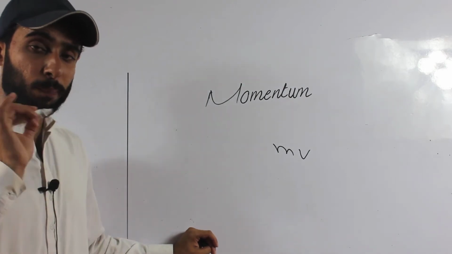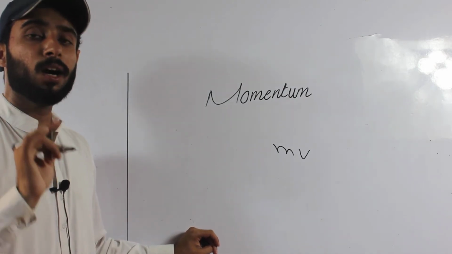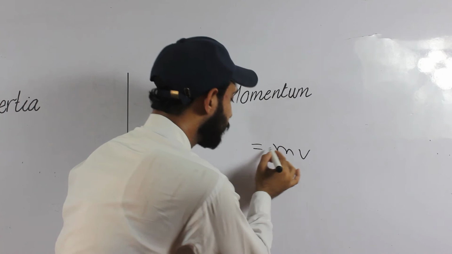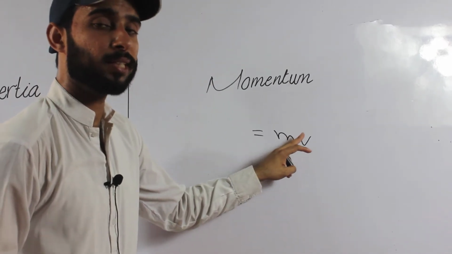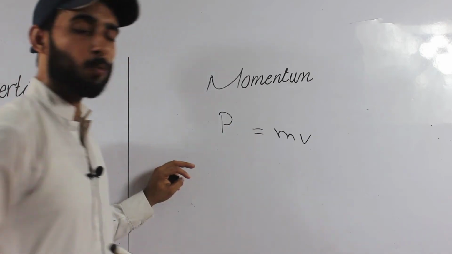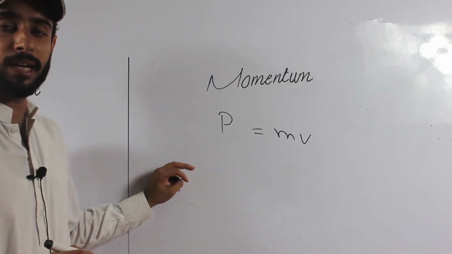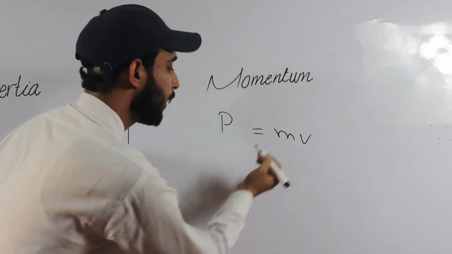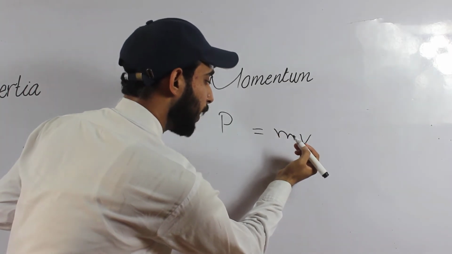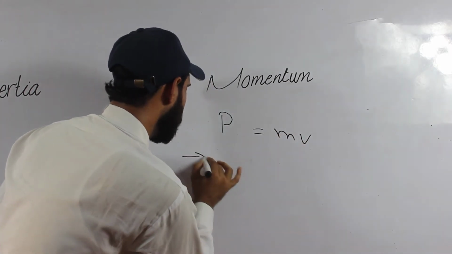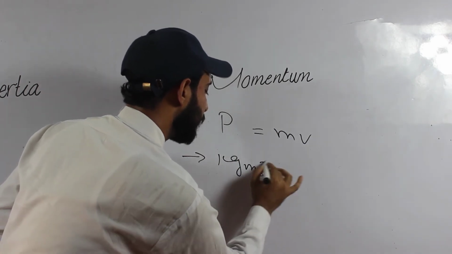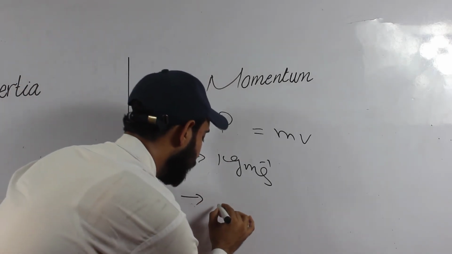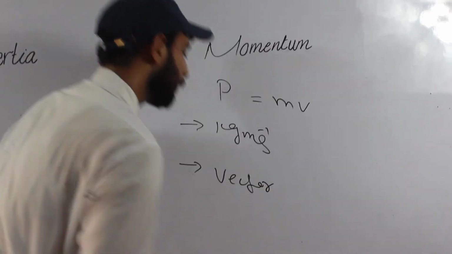Again, students, to completely understand inertia, we have to know another quantity along with mass, and that is velocity. The product of mass and velocity is momentum. Momentum is the product of mass and velocity. The SI unit of momentum: mass is in kilograms, velocity is in meters per second, so its SI unit is kilogram meter per second. Momentum also has direction. That's why momentum is a vector quantity.